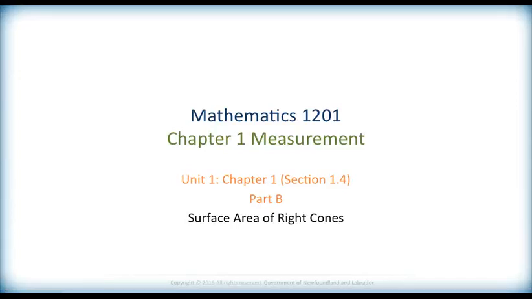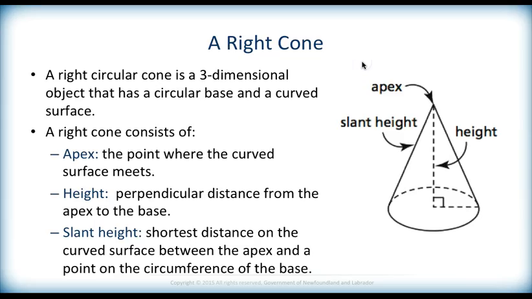This lesson is a continuation from section 1.4, surface area of a right pyramid. But in this lesson, our focus will be the surface area of a right cone. A right circular cone is a three-dimensional object that has a circular base and a curved surface.